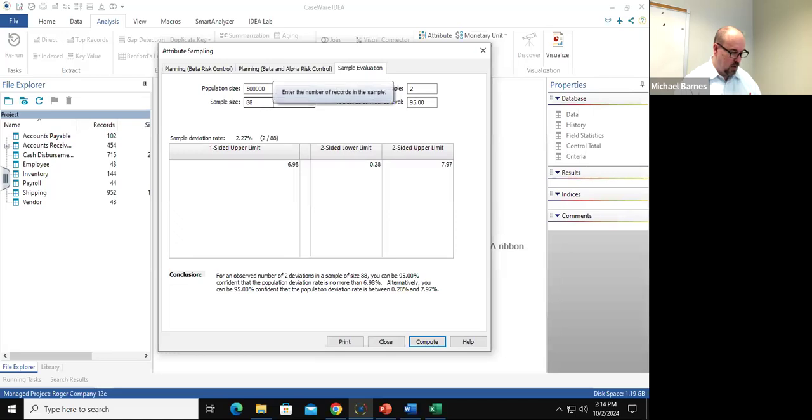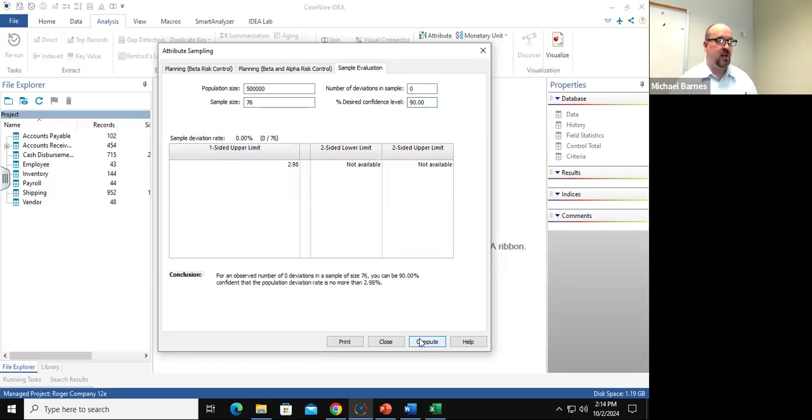We have to do this because otherwise it's wholly unsatisfying. Change sample size to 76. Oops, not 43, 76. Change number of deviations of sample to 0, and we're going to change our desired confidence level to 90. This was actually the fourth scenario, which remember I said we had to conclude was not effective. But in this scenario, 2.98% was our expected population deviation rate. Our tolerable deviation rate was 3%. So we conclude that the control is effective, all right? Which makes all your hard work pay off. So you can give yourself a round of applause or a pat on the back, whichever you prefer, okay?